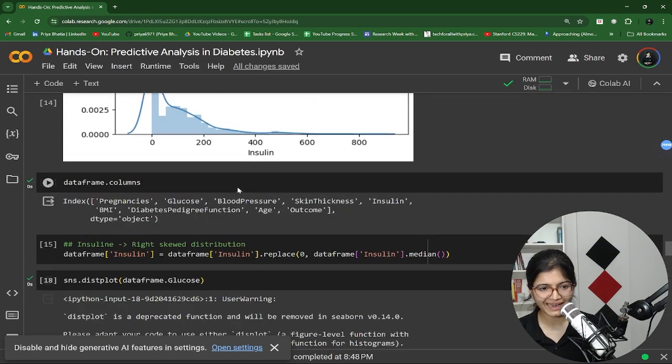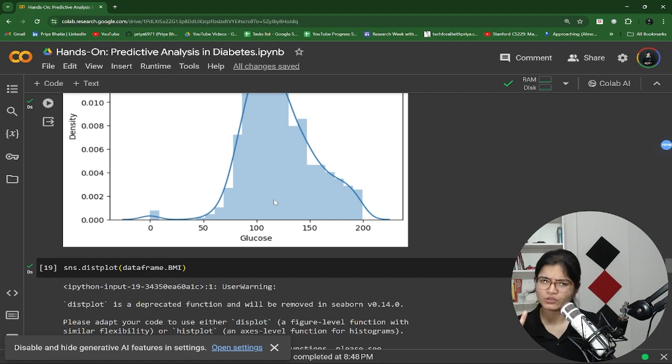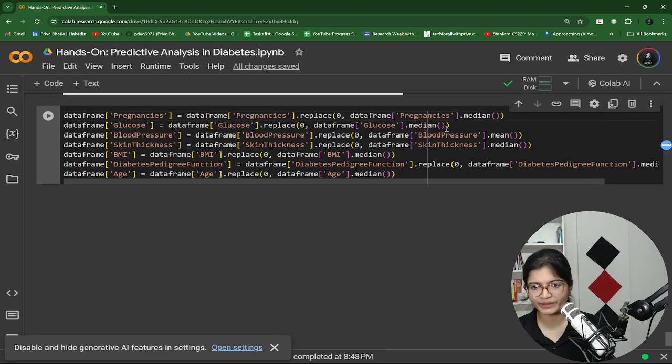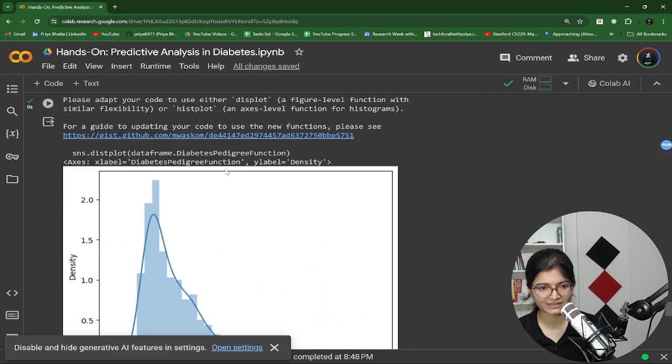So let's try to check out the distribution plots for every particular value that we have. Again, if you can see very clearly, for glucose, it's a kind of normal distribution, approaching towards normal. So I will go ahead with the mean with respect to glucose. So where is my glucose? Yeah, this is the mean. Now let's check the BP is done. Skin thickness plot, let's check that.